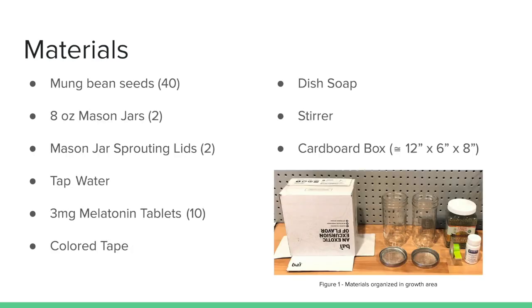The materials used in this experiment were 40 mung bean seeds, 2 8-ounce mason jars, 2 mason jar sprouting lids, tap water, 10 3 mg melatonin tablets, colored tape, dish soap, a stirrer, and a cardboard box, all of which are pictured in Figure 1.